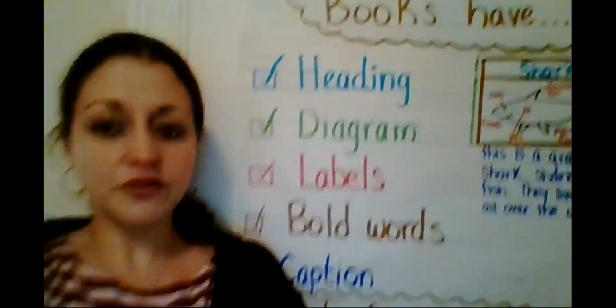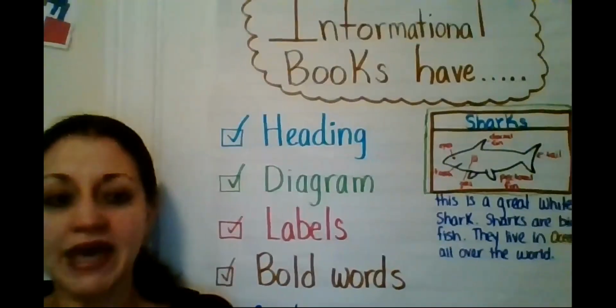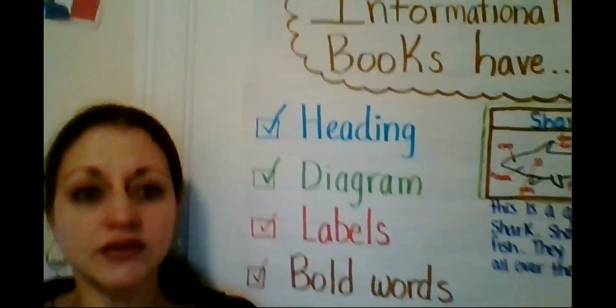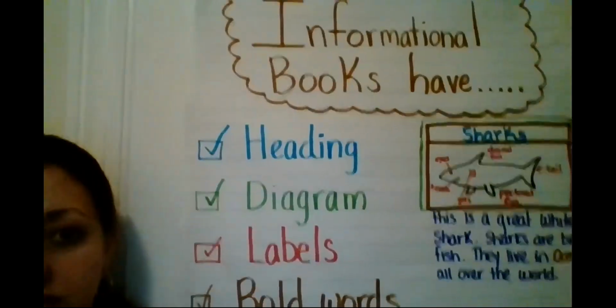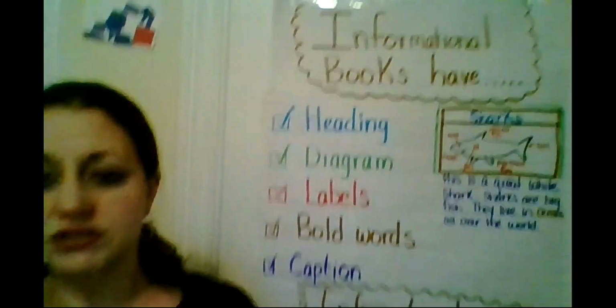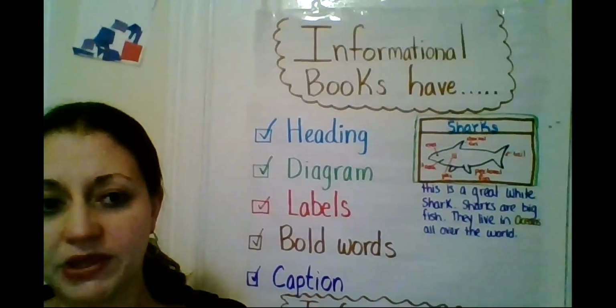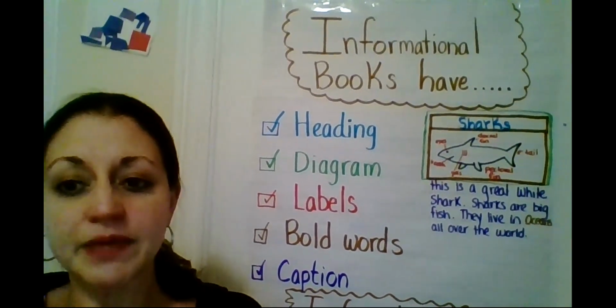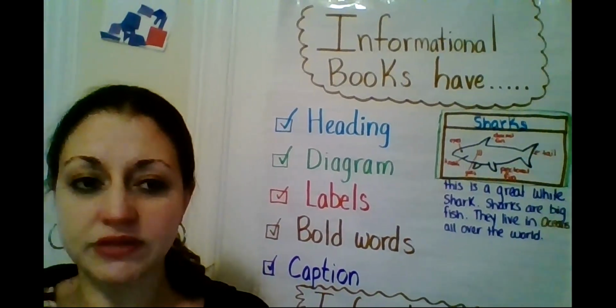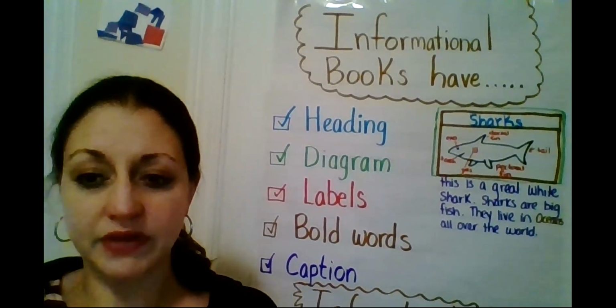Now remember, let's come over to our chart. Informational books have headings. Headings are like the title of a topic or the title of a page. Informational books have diagrams, meaning they have little pictures. See that shark picture? That's a diagram. They have labels. Labels are the writing parts of the diagram, showing the little parts of it.